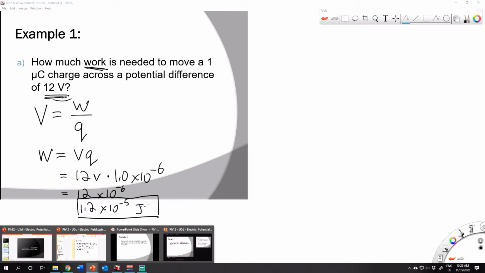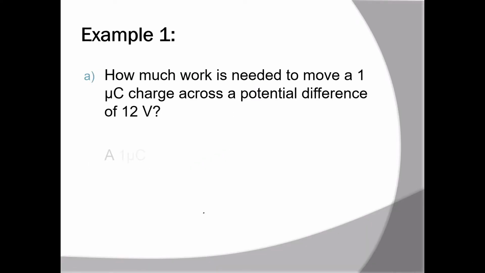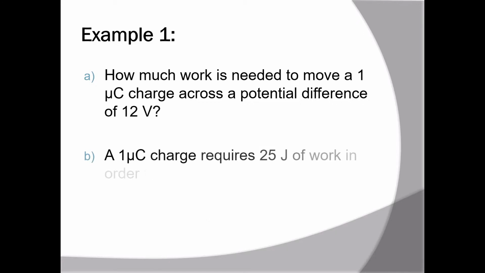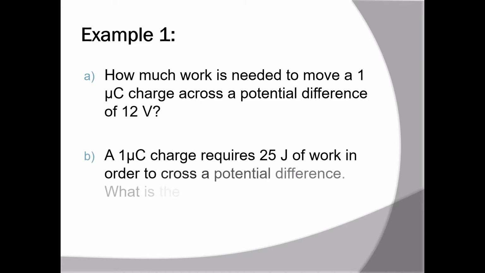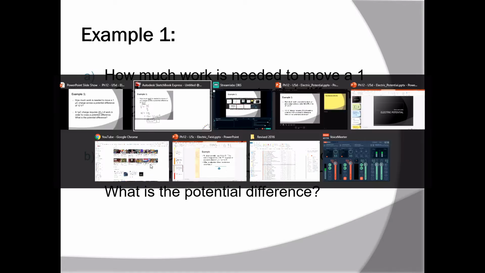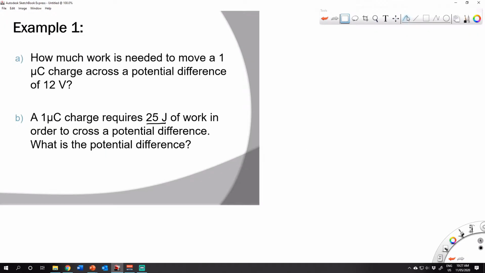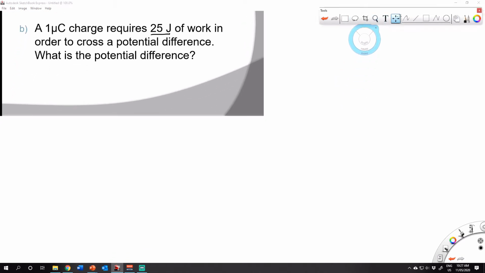All right, on to example 2, or 1b, I guess. Here we have a 1 microcoulomb charge. This time we're going to calculate what the potential difference is. We are doing 25 joules of work in order to cross this potential difference. Again, I think relatively straightforward. Let's give myself some more room to work. Here again, this will be another arrangement of our original equation. So potential difference is work divided by charge.